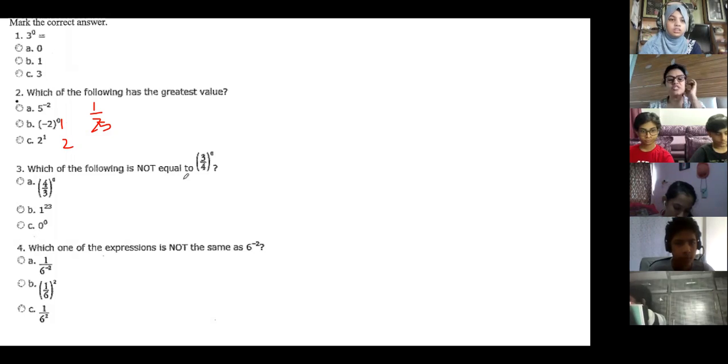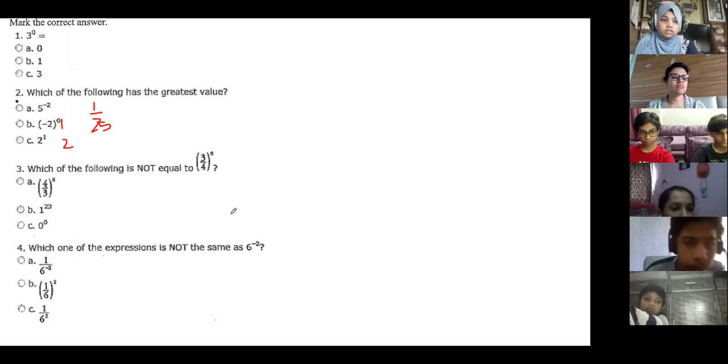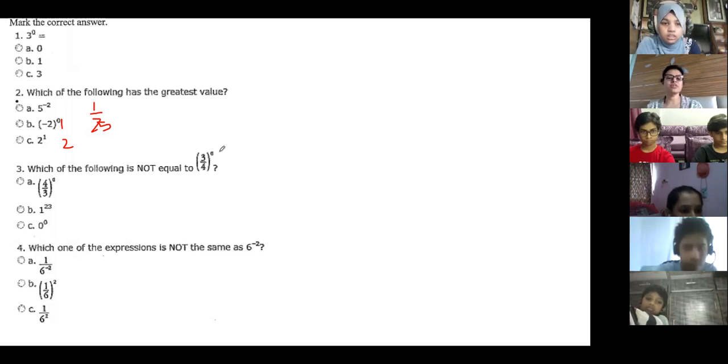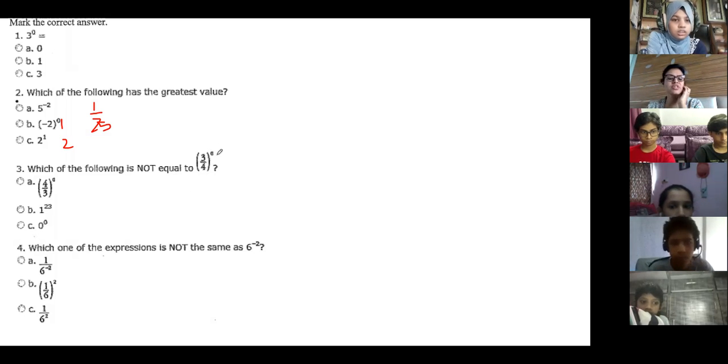Which of the following is not equal to 3 by 4 raised to 0? Ma'am, B. Just a moment. I think it is raised to 6? No, it is raised to 0. A is equal to 3 by 4 raised to 0. B is 1. So it is not equal.